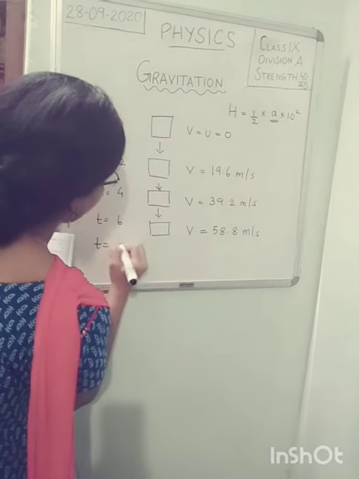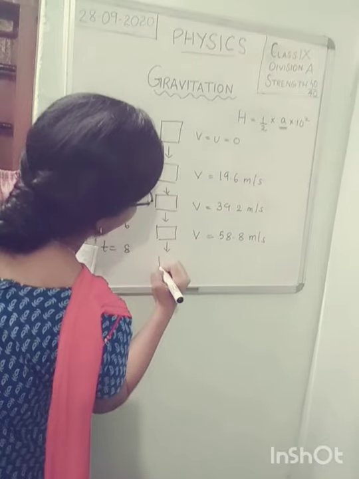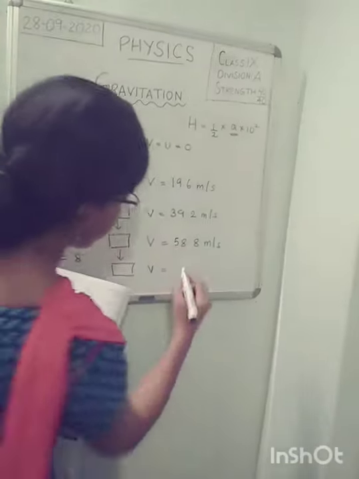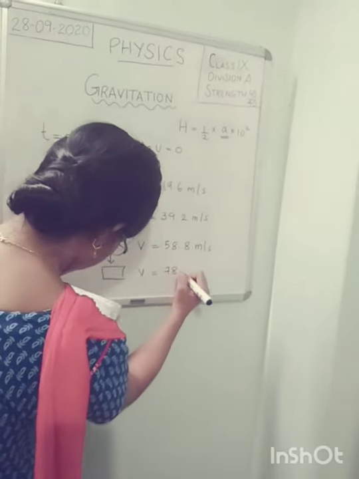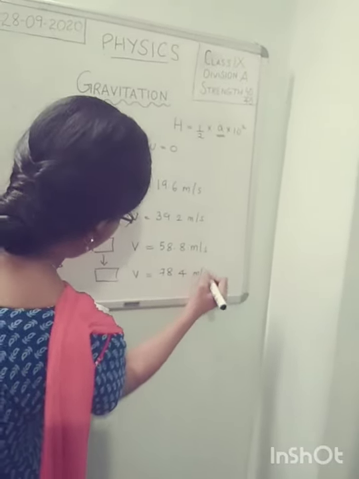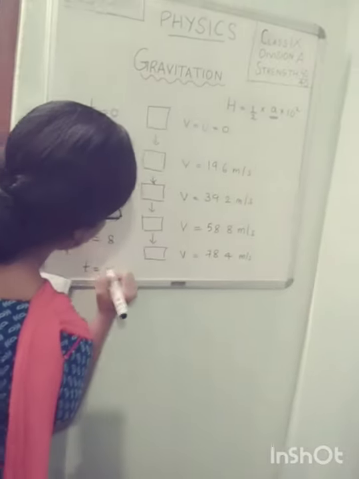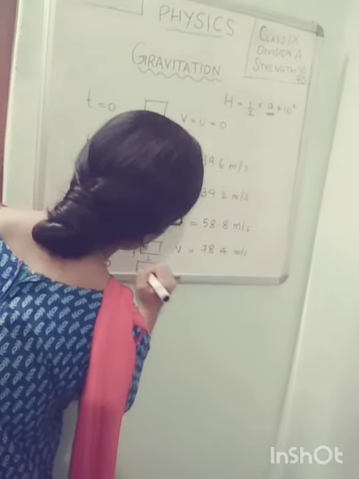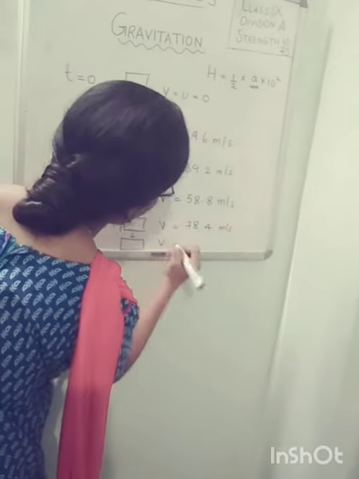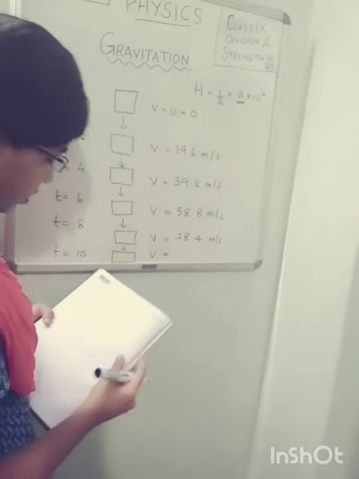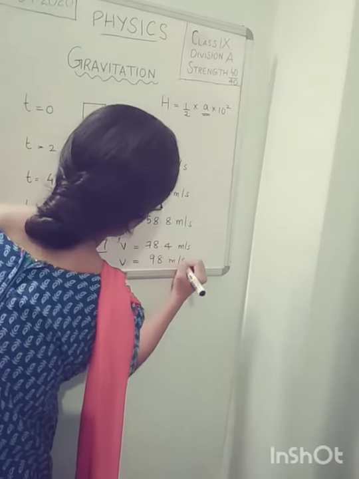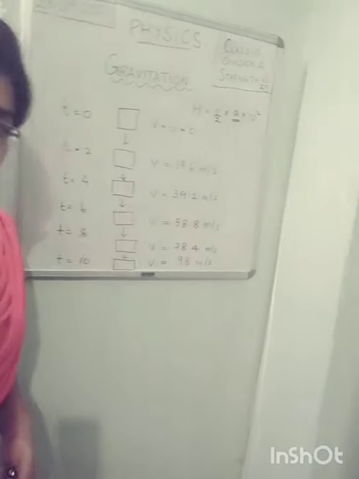After 8 seconds, the box again moved down. Its velocity has now increased to 78.4 meters per second. After 10 seconds, what happened? The box finally reached the ground, and just before reaching the ground, its velocity was 98 meters per second. Okay, this is the situation.